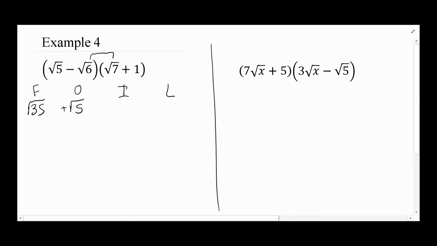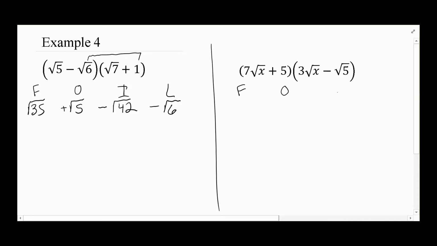Our inside. Now we can look at this as things outside the radical, because outside the radical I have a negative 1. So outside the radical is a negative. But then inside the radical I have root 6 times root 7 is root 42. And then the L part of FOIL, negative times 1 is negative, and then root 6. None of those numbers can be simplified, and so those 4 terms are really our answer to the first part of this example here. So let's move on to the second part of the example.